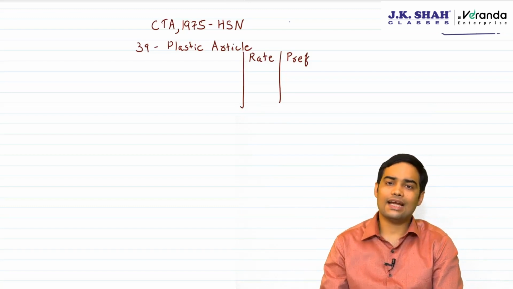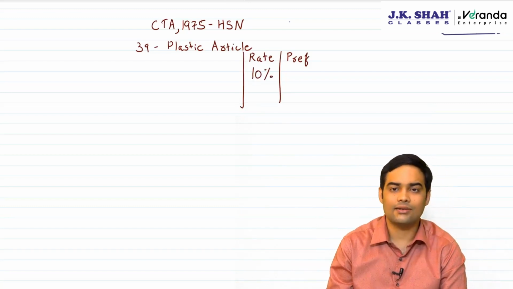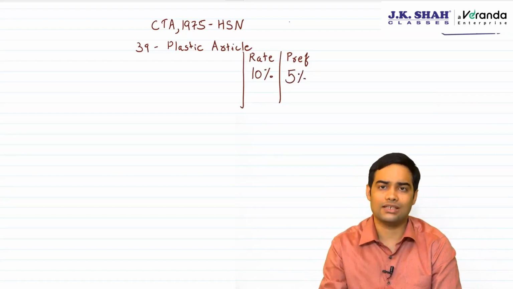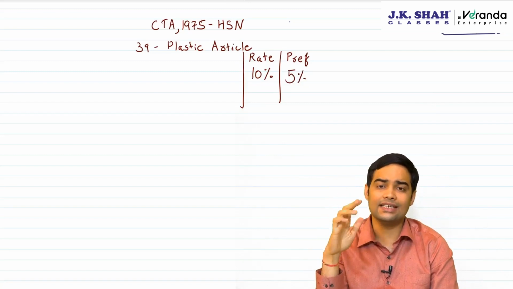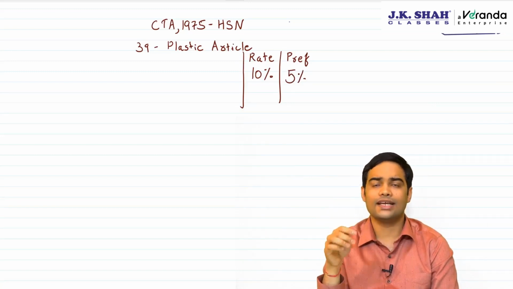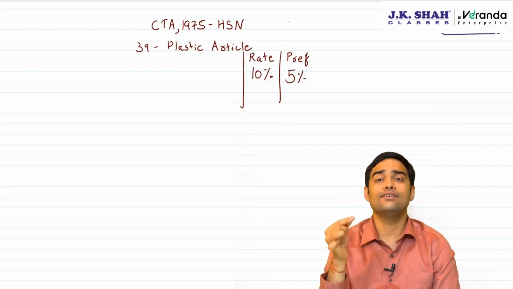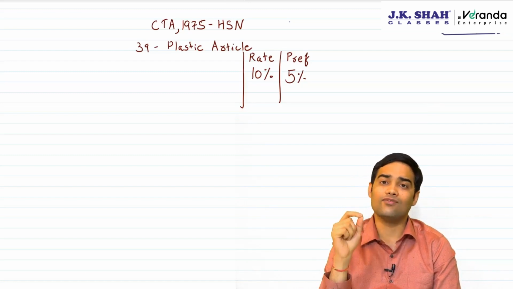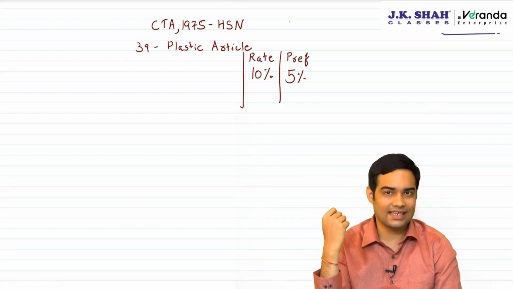What is rate and preferential rate? Rate of custom duty, say suppose, is 10%. Preferential rate might have something lower, say suppose 5%. What does it mean? If you import from certain countries, government will give us a benefit, and that benefit is lower custom duty rate, but a certificate of origin has to be obtained that goods were manufactured in the country where preferential rate benefit is given.